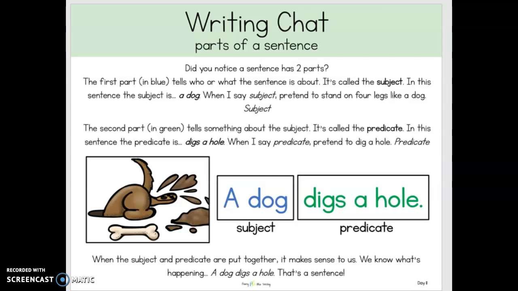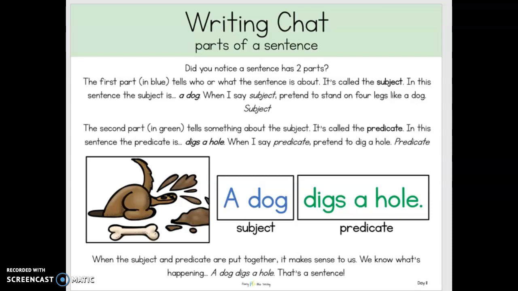So if you notice, the sentence has two parts. The first part is written in blue on the bottom of your screen, and it tells who or what the sentence is about. And that's called the subject. The subject of our sentence is a dog. The second part is in green and it tells something about the subject. It's called the predicate. In this sentence, the predicate is digs a hole. So when the subject and the predicate are put together, it makes sense to us and we know what's happening. A dog digs a hole.